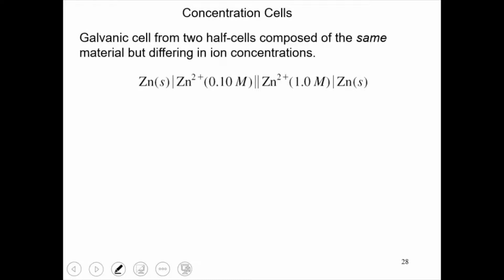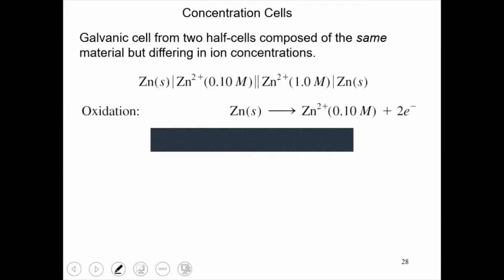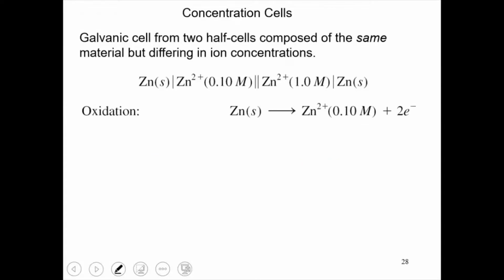So let's look at the reactions. Remember that you read the cell diagram from left to right. So on the left side, we have oxidation. That would be zinc metal being converted into zinc ions and releasing 2 electrons. Don't forget, we have to put in the molarity because we are not under standard conditions here. The reduction, again, is on the right side. We read it from left to right. And in this case, zinc ions are being converted to zinc metal.